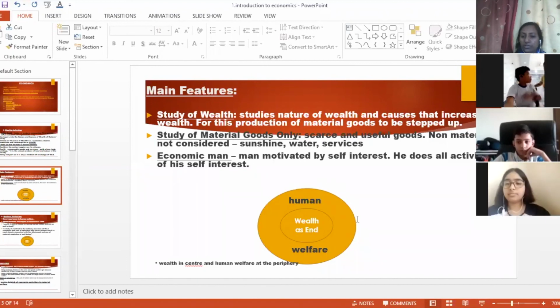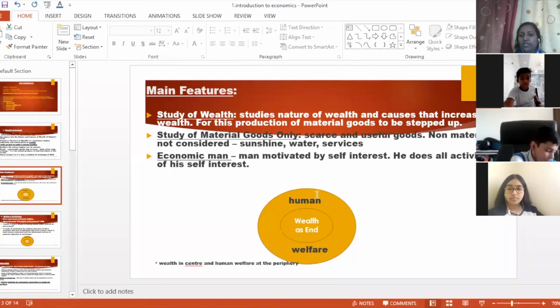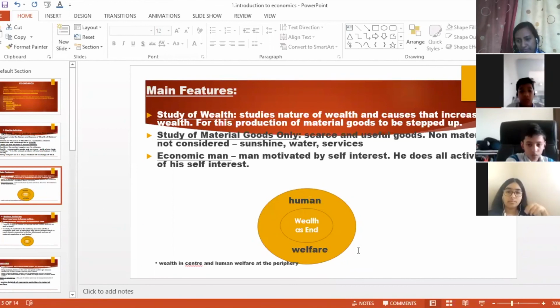So according to his definition, wealth was the end of it. It was in the center of the economy. Everything that man did was to increase his wealth. Human welfare was at the periphery. It was not considered in his definition. He emphasized that if the wealth of a nation can be increased, that will make man happier. This definition is clear to all.